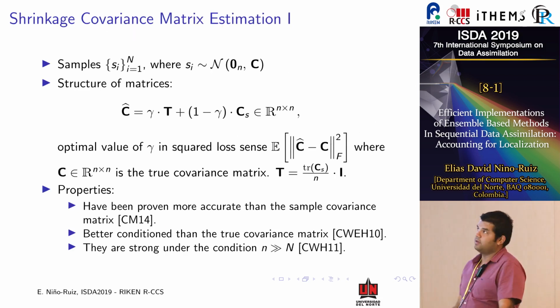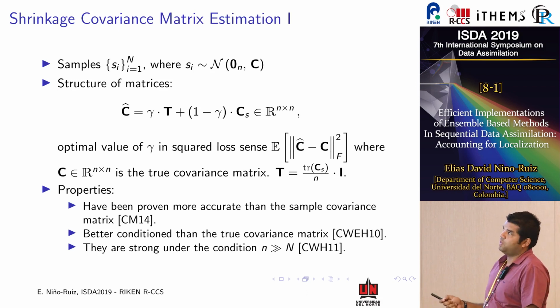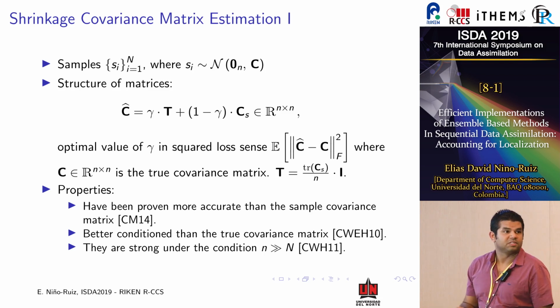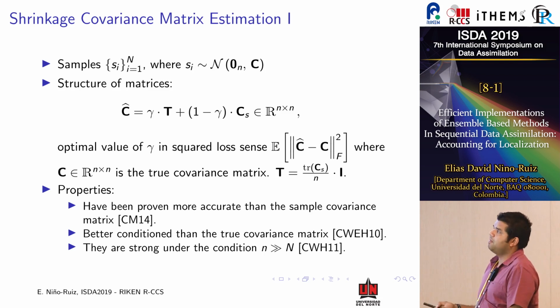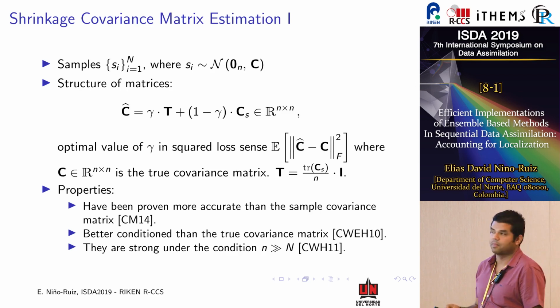Another way, as I said before, is to make use of shrinking covariance matrix estimation, where basically what we do is that if we have a sample from this distribution, we assume that our matrix has the next structure. It's gamma times a target matrix plus 1 minus gamma times the sample covariance matrix, okay? Now, the optimal value of gamma is usually computed in a square law sense, the expectation of the Frobenius norm of the difference between our estimate and the actual covariance matrix, okay?